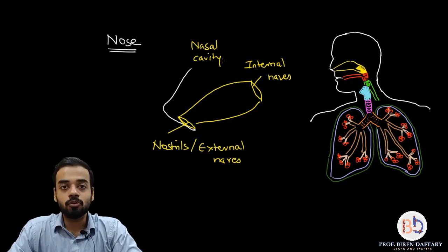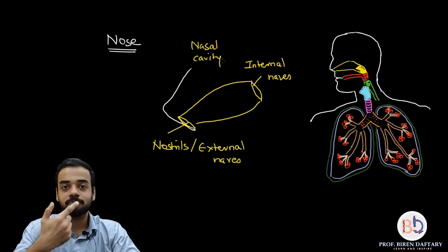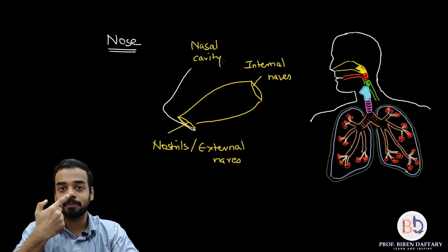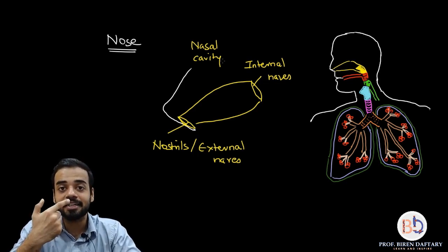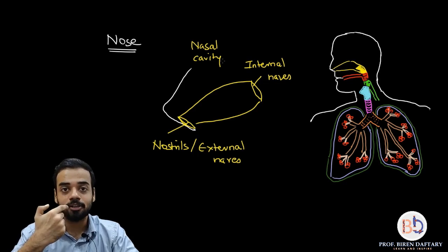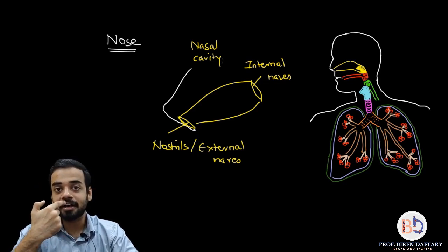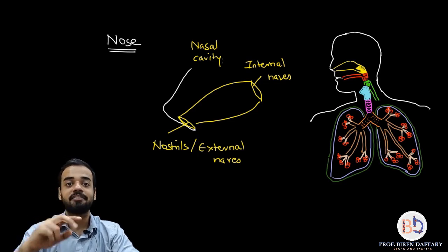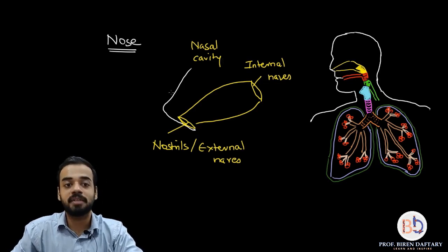Now if you look at your nose properly, the entire cavity is divided into two chambers. This is my left nostril, this is my right nostril, and between them you can see a cartilage. That cartilage is dividing the cavity into two parts: left part, right part, left nostril, right nostril, left external nare, right external nare. This cartilage which divides the cavity into two chambers is called the mesethmoid.